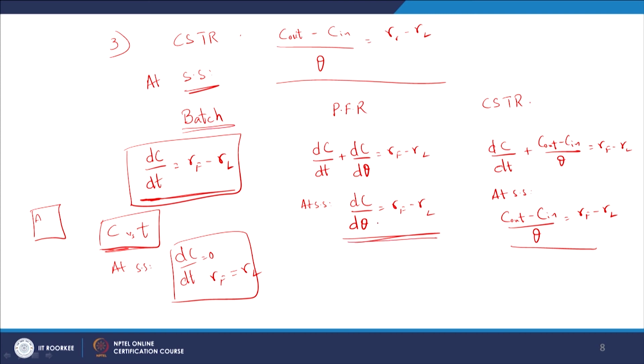In the plug flow reactor, the take home message is that the concentration does not change with time, but with the hydraulic retention time, or more specifically with the distance down the reactor. Keep that in mind, dz or dx, whichever dimension you are looking at. And for the CSTR at steady state, you have no differential equation. It is just (C out minus C in)/θ equal to rate of formation minus rate of loss.